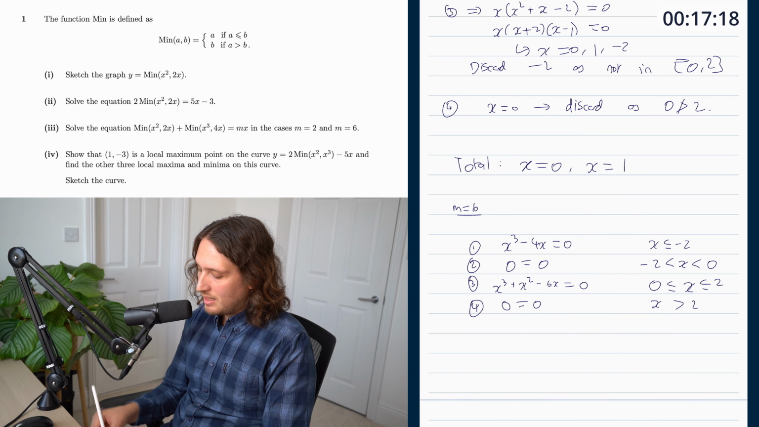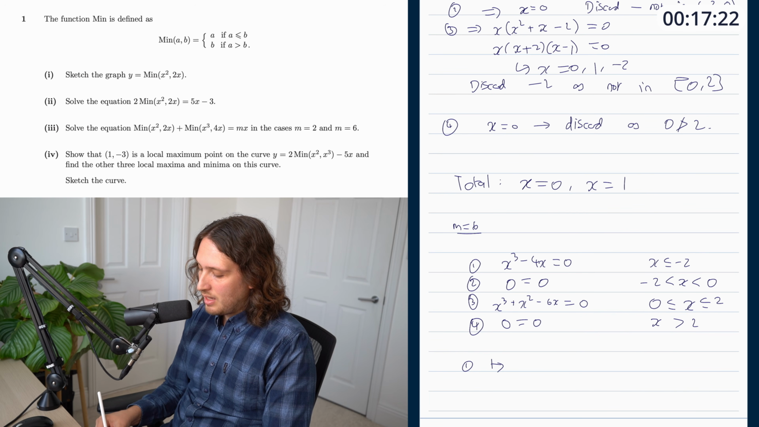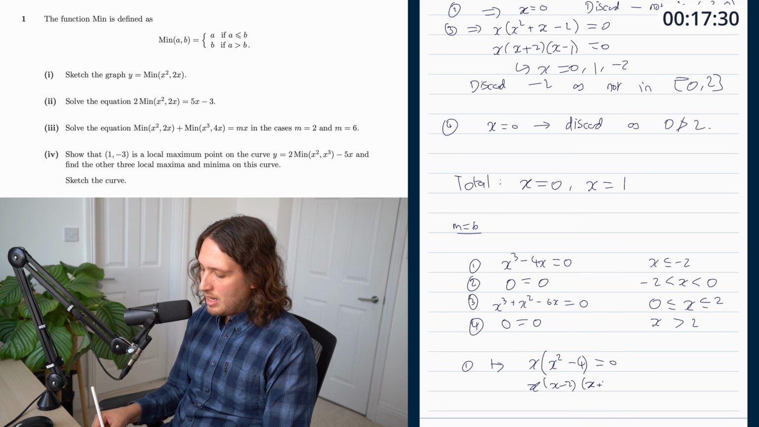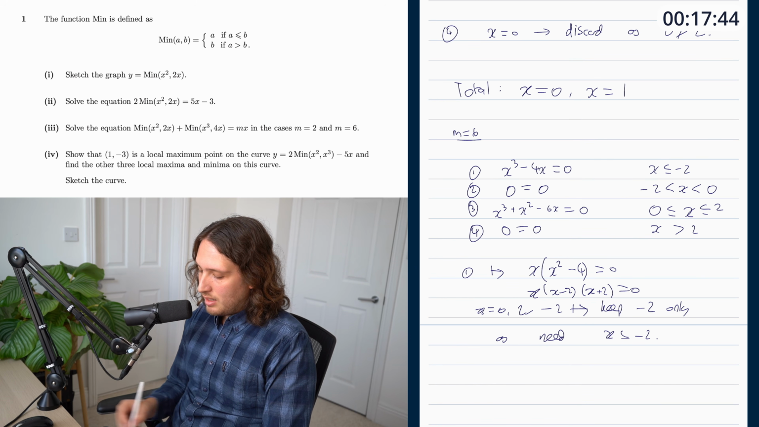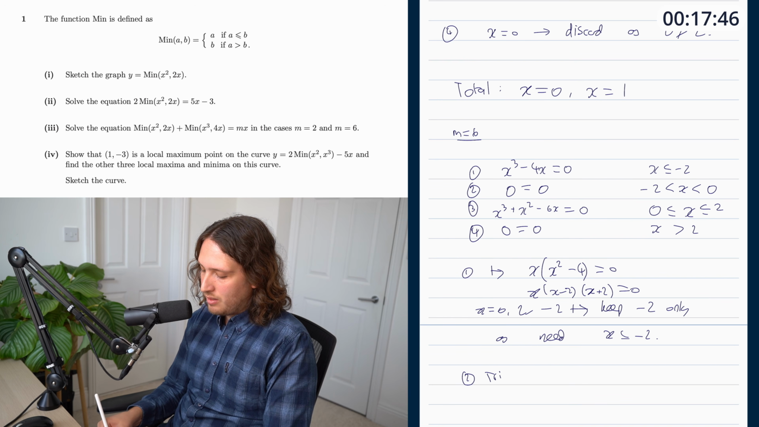Let's take the cases. So case 1 solves to give me x squared minus 4 is 0. So x minus 2, x plus 2 is 0. So x equals 0 to minus 2. I keep minus 2 only as I need x less than or equal to minus 2. Okay. Case 2 is trivial.